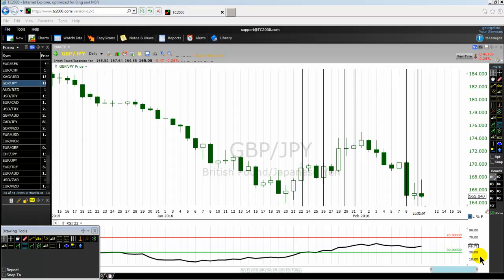How to trade the RSI indicator period 22 like a pro.